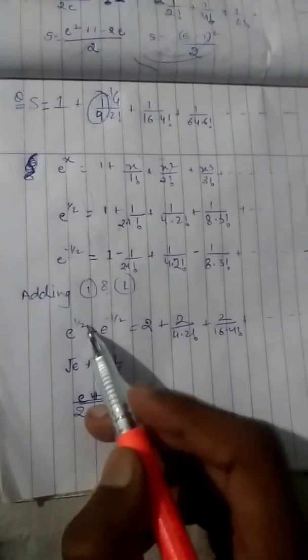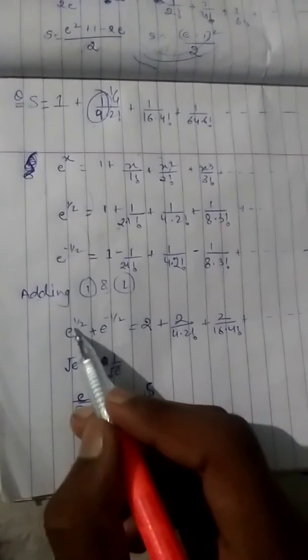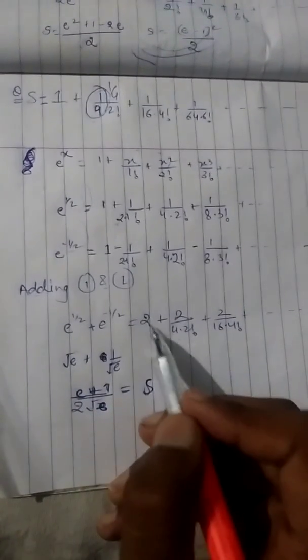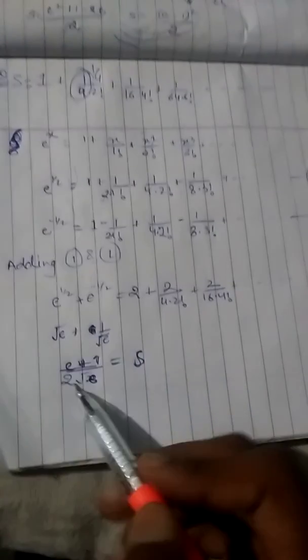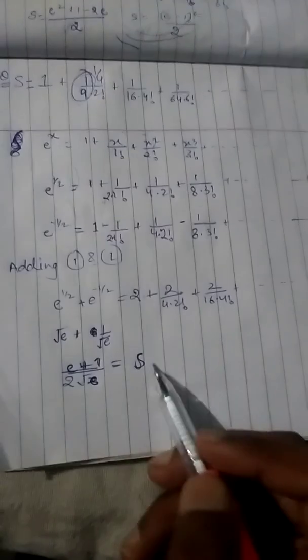So adding 1 and 2, we will get e to the power half plus e to the power minus half is equal to 2 plus these terms, which are repeating 2 times as we are adding them. So we will get (e plus 1) by 2 root e is equal to S. Okay, so next question, moving toward the next.